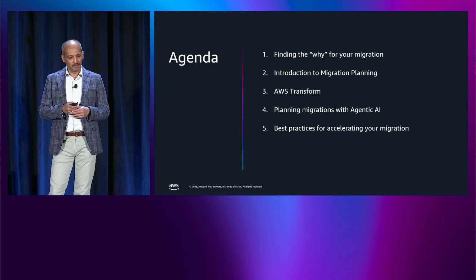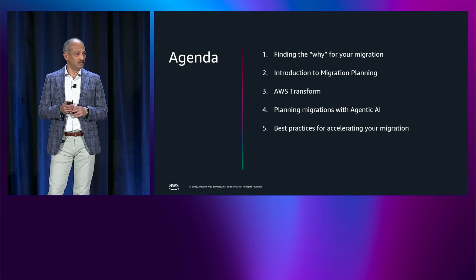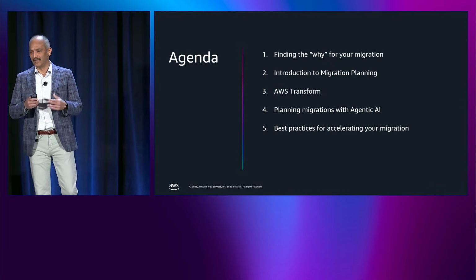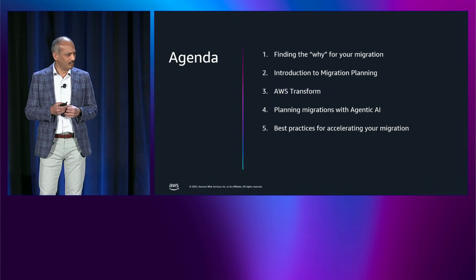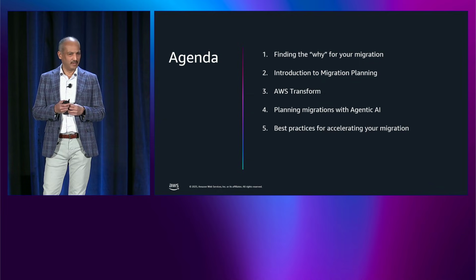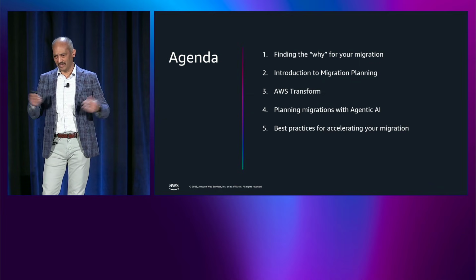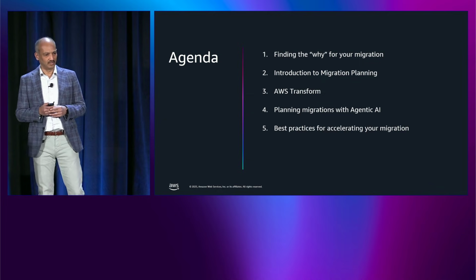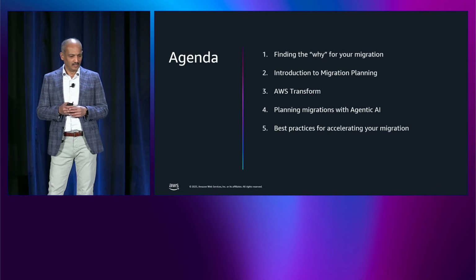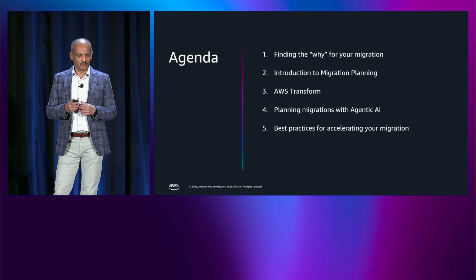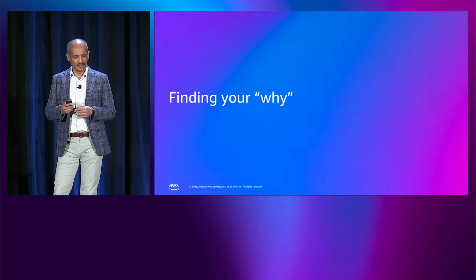Then Jonathan's going to talk about AWS Transform, which is our new agentic AI service to not only help you create effective plans, but also help you migrate all the way end to end, from discovery all the way to rehosting. And then we're going to talk about some best practices for accelerating your migration.